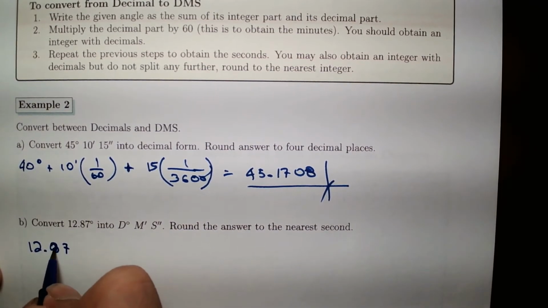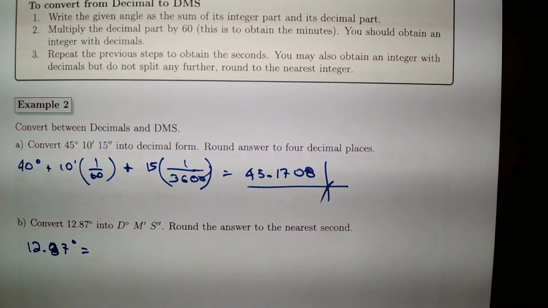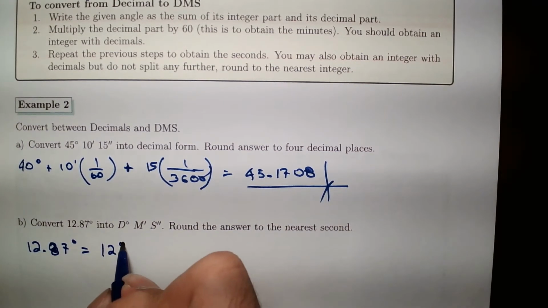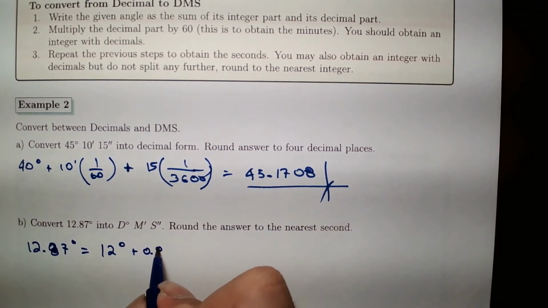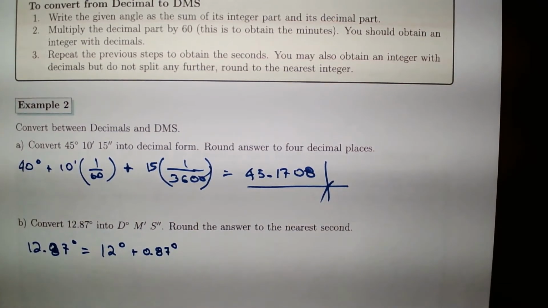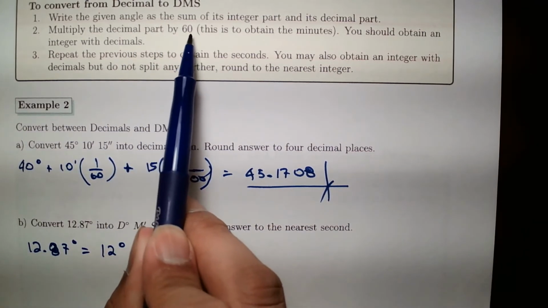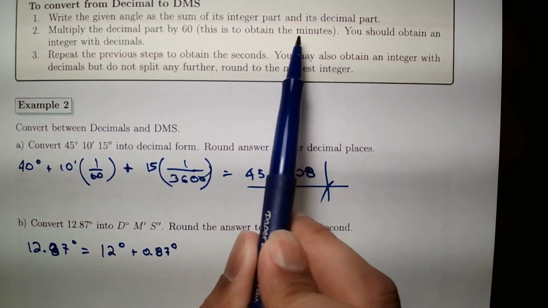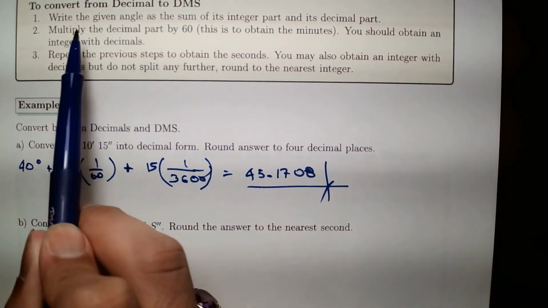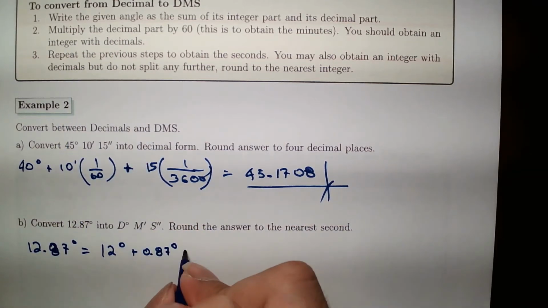So that is 12.87, which in this case is going to be 12 degrees plus 0.87 degrees. All right, and we're going to split that into these two numbers. Number 2, multiply the decimal part by 60. We do this to obtain the minutes. We should obtain an integer and most likely a decimal. So let's go ahead and do that.